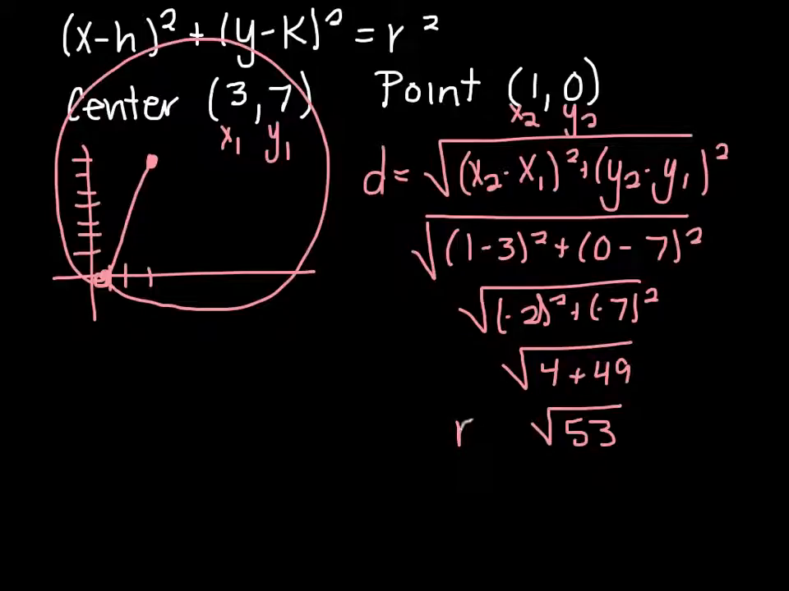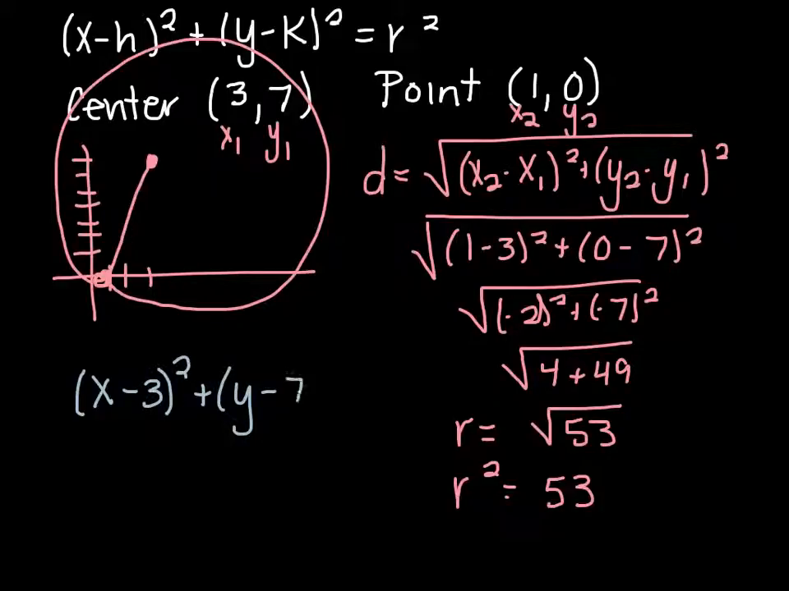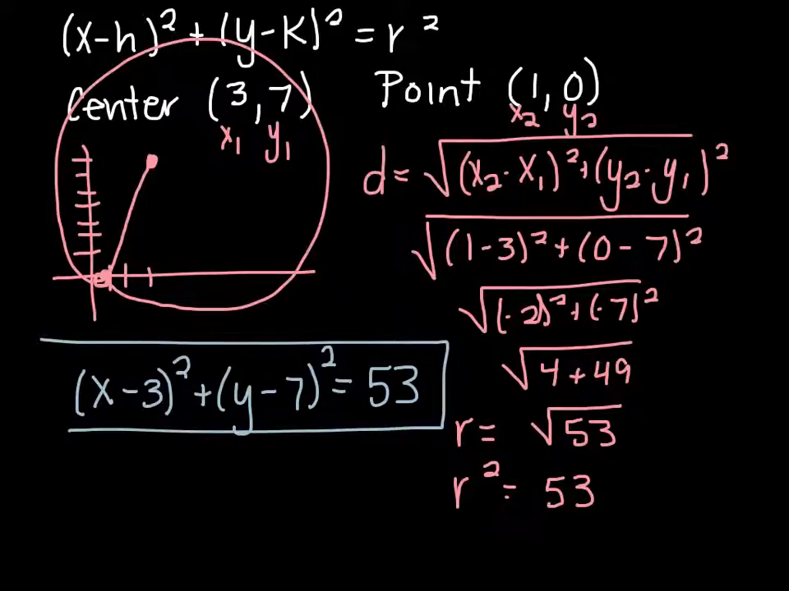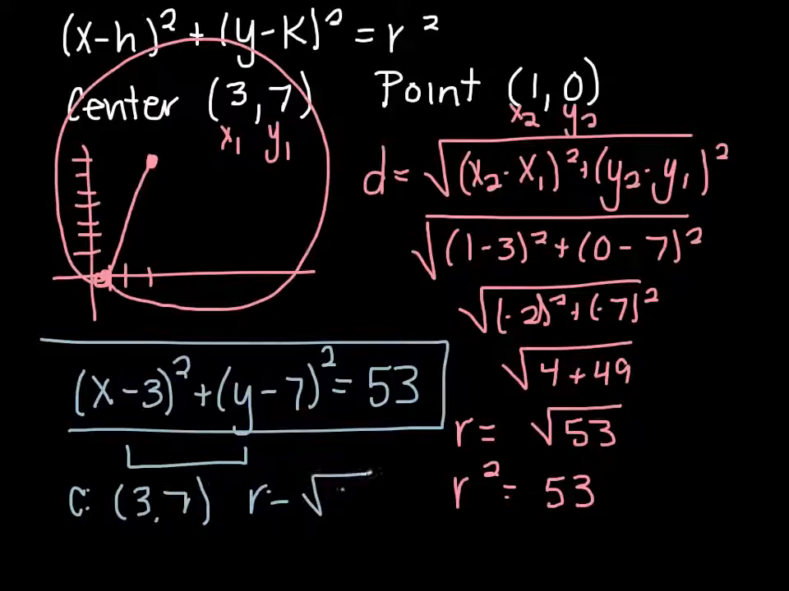So that's my r. Well, if I want r squared, I get 53. So to make an equation, x and the opposite of the center, (x minus 3) squared, plus (y and the opposite of the y value) squared, equals r squared, which is 53. Now remember, if you want to go backwards, you take the opposite of these for the center, and the radius is the square root of this piece right there. So we know that that is true.